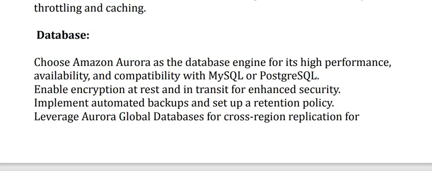Then the database. Choose Amazon Aurora as the database engine for its high performance, availability, and compatibility with MySQL or PostgreSQL. Enable encryption at rest and in transit for enhanced security. Implement automated backups and set up a retention policy. Leverage Aurora Global Databases for cross-region replication for disaster recovery.